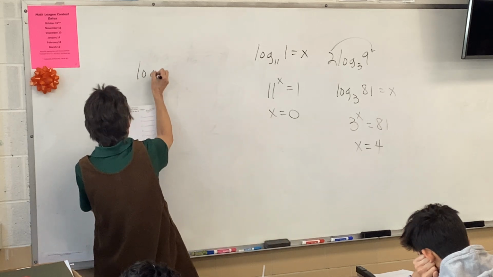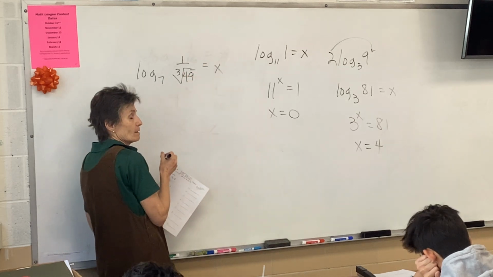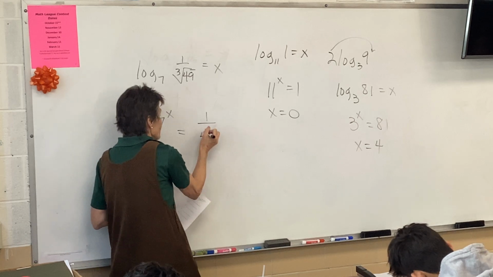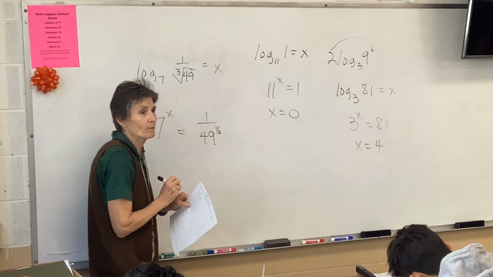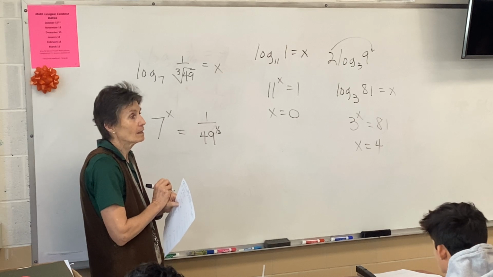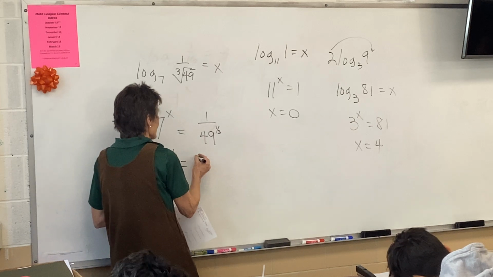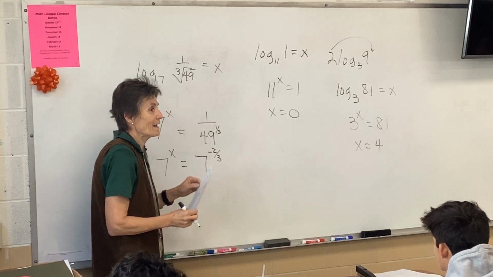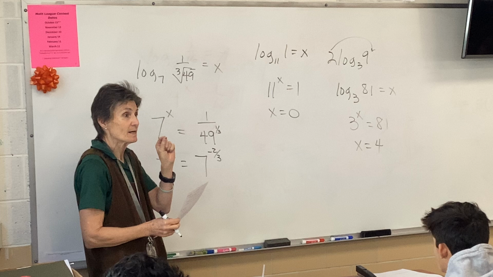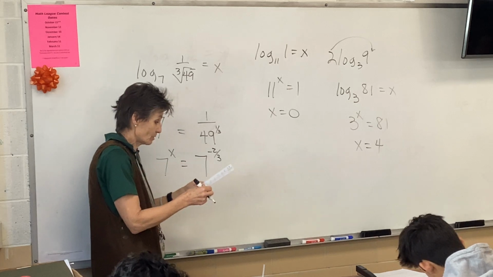All right, so now we have the log base 7 of 1 over the cube root of 49 equal to something. So 7 to some power is going to be 1 over 49 to the 1/3. Remember, a cube root is a 1/3 power. So 7 to some power is 7 to the negative 2/3. Why is it negative? It's 1 over. And why is it 2/3 instead of 1/3? Because 49 is 7 squared. So the answer is negative 2/3. That's exactly right.